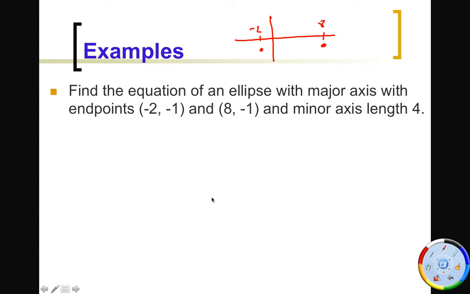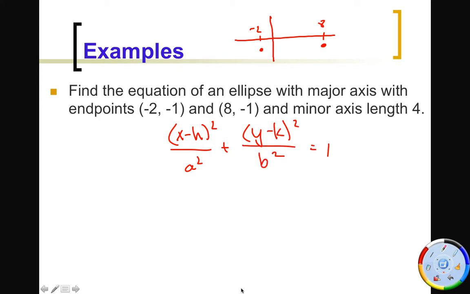Well, in order to write an equation, first of all, because these are vertices, this is my major axis, I know this is short and fat. So I know it automatically has to be (x minus h) squared over a squared plus (y minus k) squared over b squared equals 1. Now the key is just to figure out what's a, what's b, what's h, and what's k.